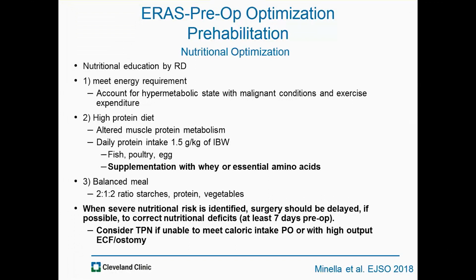However, when severe nutritional risk is identified, surgery should be delayed if possible to correct nutritional deficits for at least 7 days pre-op. And in patients who are unable to meet caloric intake by mouth, it has been shown that a 7-day or longer course of TPN can help reduce complications after surgery.